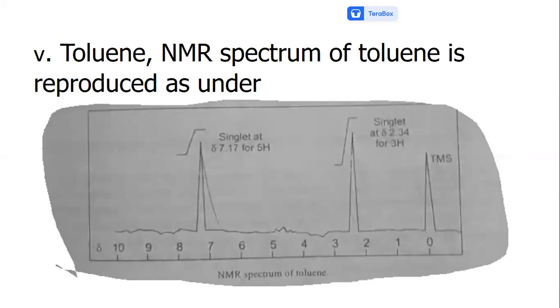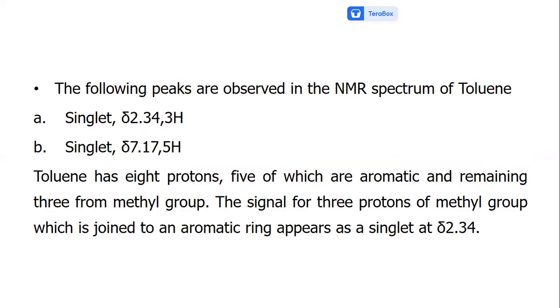Toluene: the NMR spectrum of toluene is reproduced as under. Singlet at 7.1, 5 hydrogen, that is the ring, and singlet at delta 2.34 for 3 hydrogen, that is the methyl. The following peaks are observed in the NMR spectrum of toluene: singlet 2.34, 3 hydrogen, singlet 7.1, 5 hydrogen. Toluene has 8 protons, 5 of which are aromatic and the remaining 3 are for the methyl group.